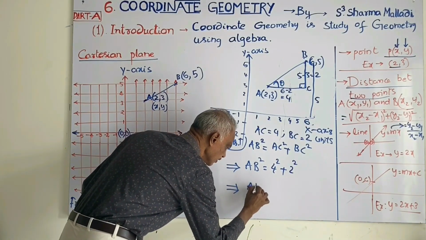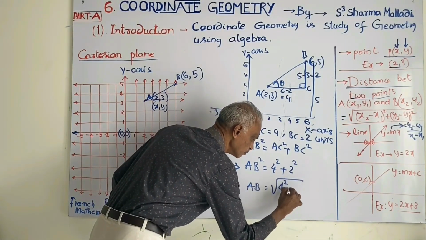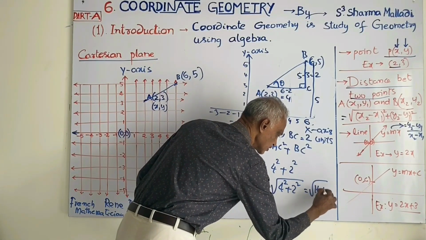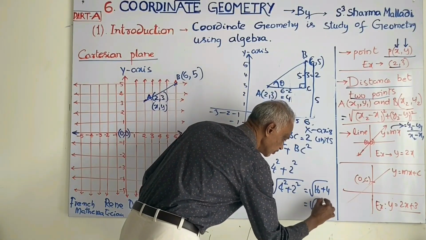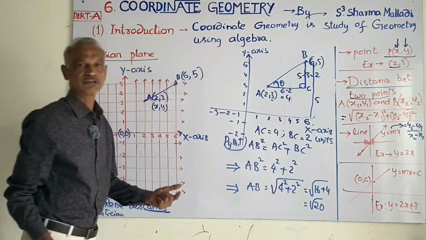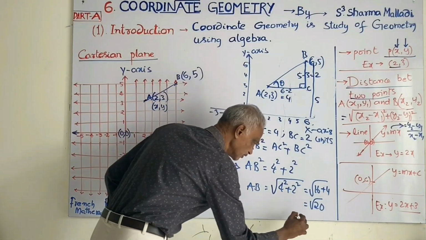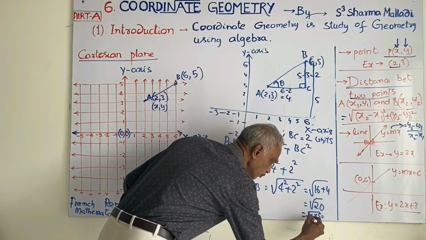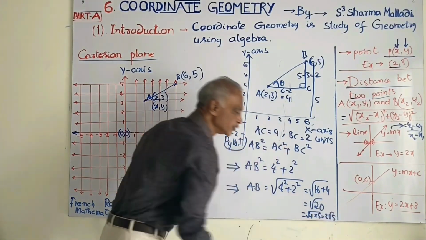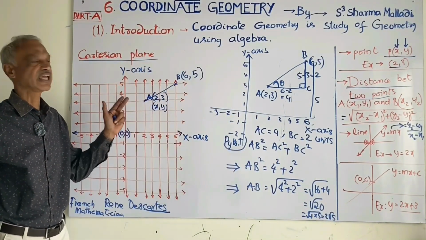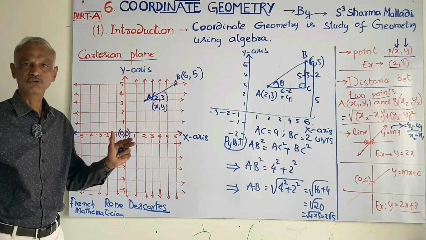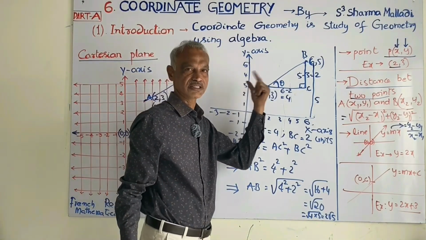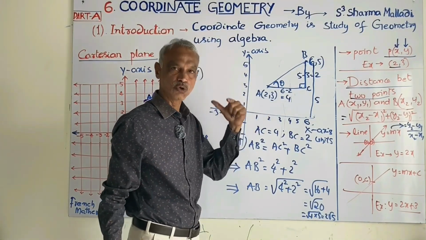We need AB, root of 4 square plus 2 square. 4 square means root of 16 plus 2 square means 4, root 20. What is the distance? Root 20 can be written as root of 4 into 5. Root 4 means 2, so 2 root 5 units. The distance between A and B will be 2 root 5 units. Like that, we can find out the distance between these 2 points. And also we can find out the slope also.